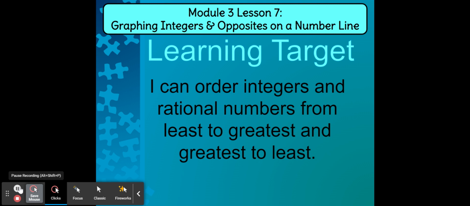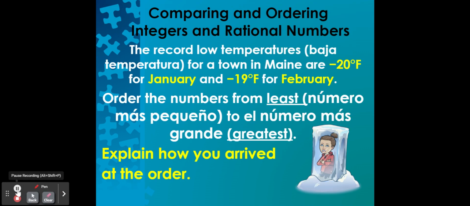So your learning target today is going to be that you can order integers and rational numbers from least to greatest and greatest to least. Let's take a look at example 1 on your paper. The record low temperatures for a town in Maine are -20 degrees Fahrenheit for January and -19 degrees Fahrenheit for February. We're going to order the numbers from least to greatest.